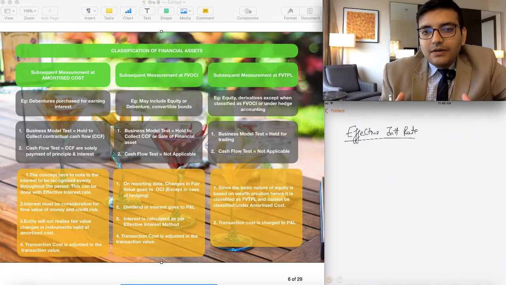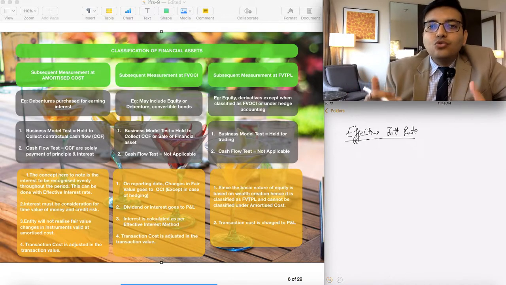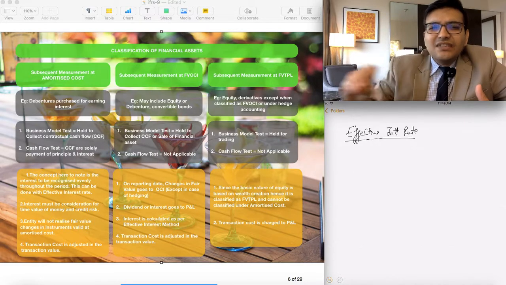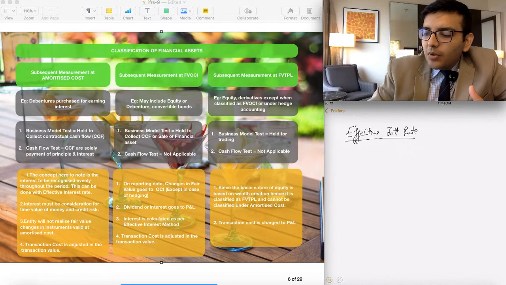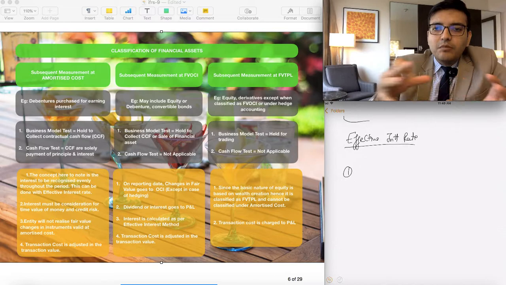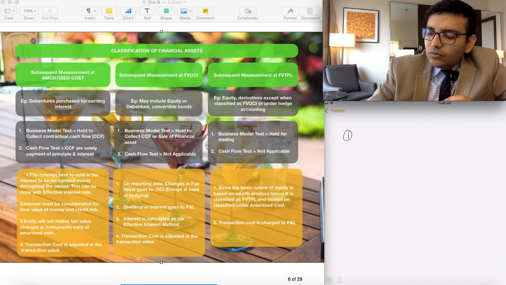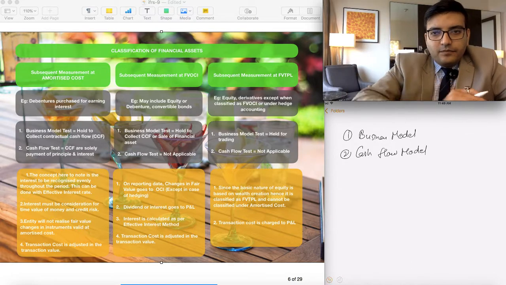So under the amortized cost method, they said you have to check 2 models. For classifying any asset, you have to check 2 models. Number 1, I'm just telling you the small concept, then we'll combine it. Number 1 is the business model concept, and number 2 is the cash flow model, right? Now what are these 2 models?